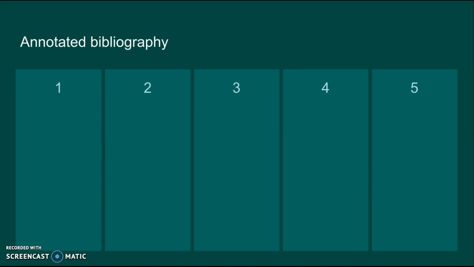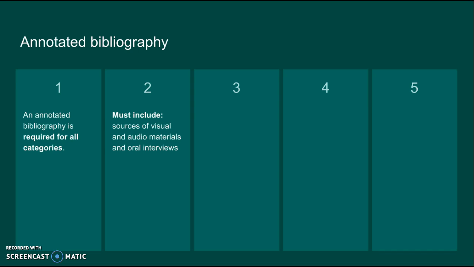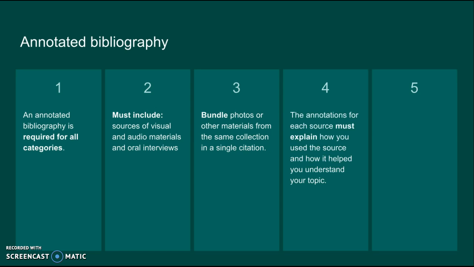Okay, annotated bibliography. I know we covered it in greater detail in the research tutorial, but I'm going to quickly cover it here. So, number 1, an annotated bibliography is again required for all categories. It must include sources of visual and audio materials or oral interviews. Bundle the photos or other materials from the same collection in a single citation. The annotations for each source must explain how you use the source and how it helped you understand your topic. And your annotated bibliography is not, I repeat, not included in the word count.